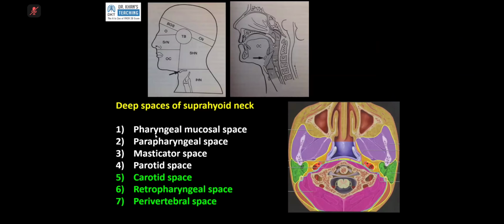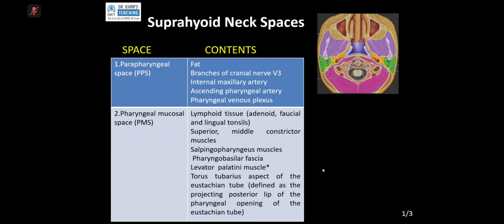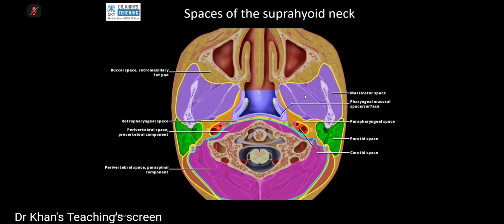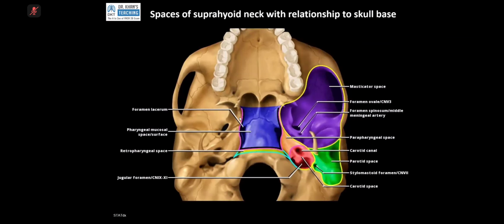Look at these words: parapharyngeal, mucosal space, masticator space, and parotid space. Now, this is the masticator space. And this is the parotid space, this is the carotid space, etc. These are the contents of the masticator space, which include lateral pterygoid, medial pterygoid, masseter, temporalis, inferior alveolar nerve, and ramus and body of mandible. And it's very important for the exam, extremely important for the exam.